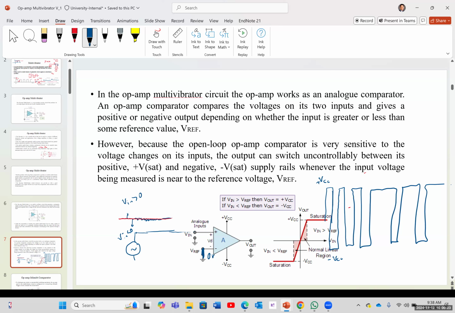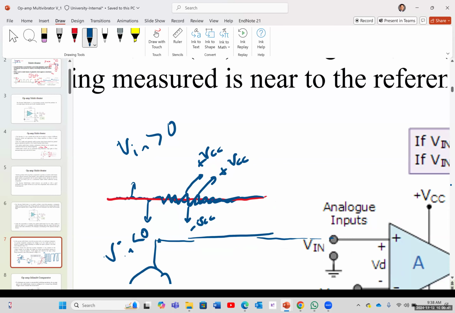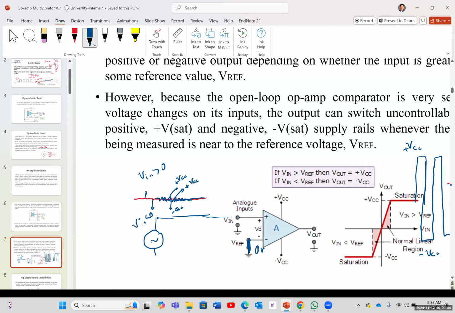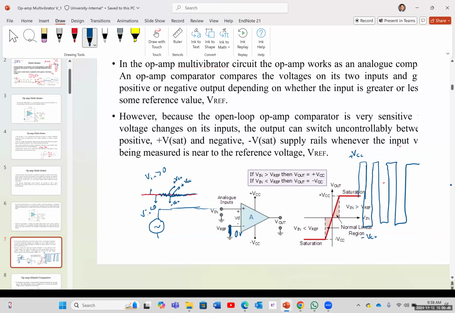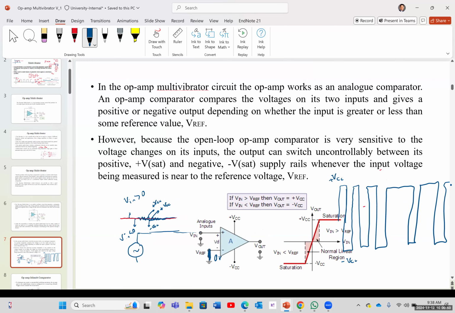So even these small changes in the input, and I'm going to zoom in a little bit, each time that it passes the threshold, the output will be positive VCC. Here it's going to be negative VCC. Again, it's going to switch. So it's oscillating between positive and negative all the time, which is not good. We want to have control. We don't want a small noise to be able to disrupt our circuit.